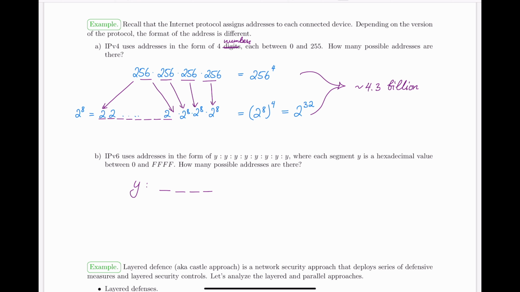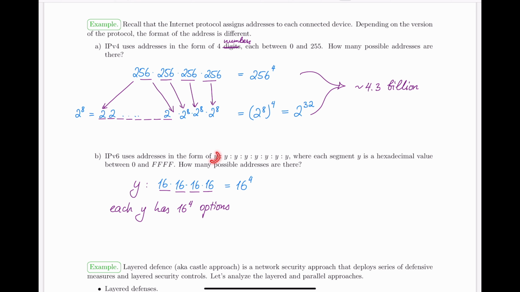How many different options are there to pick one Y? Well, it's a hexadecimal number, which means I have 16 different options for the first digit, 16 for the second, 16 for the third, and 16 for the fourth, which means that each Y altogether has 16 to the 4th options. Now, this is just each Y. Let's write that down. Each Y has 16 to the 4th possibilities or options.